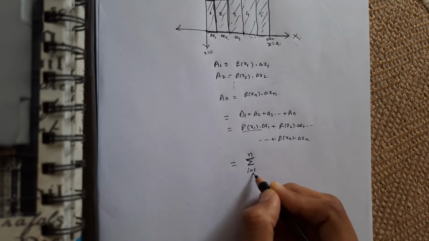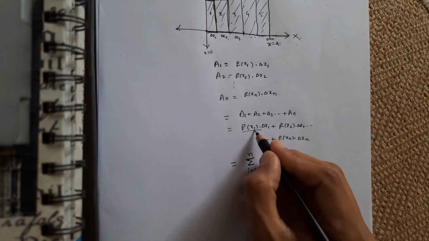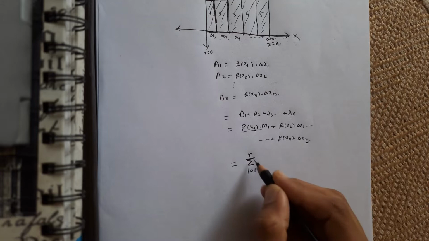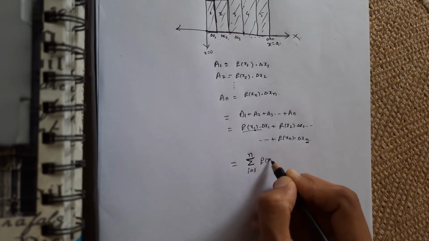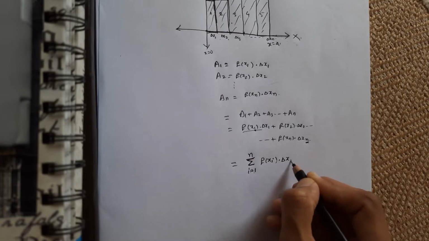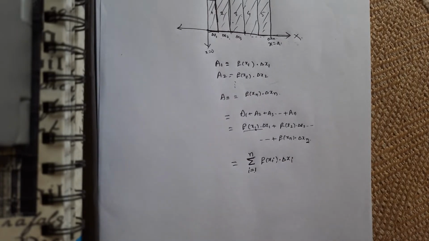Why am I writing from 1 to n? Because my first part is 1 and the last is n. So the sum from 1 to n of f of xi multiplied by delta xi.